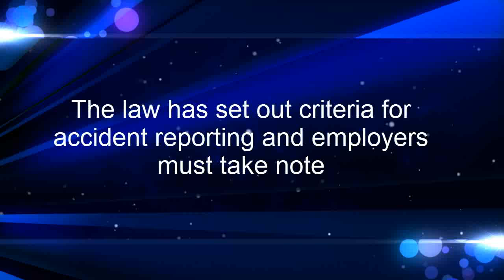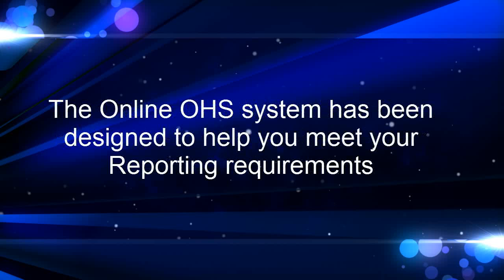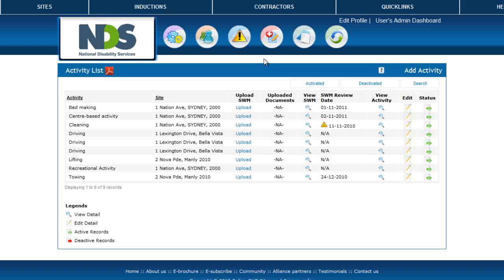The law has set out criteria for accident reporting, and a duly diligent employer must take note and have this information well documented. The Online OHS Accident section helps you meet these obligations. The Accident Register and the Accident Report form can be found in the Injury Management section.